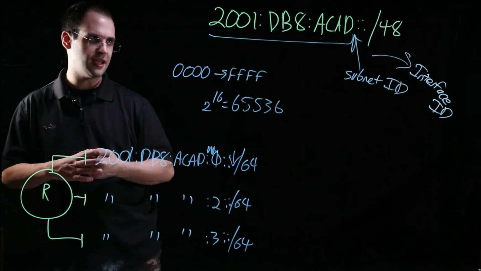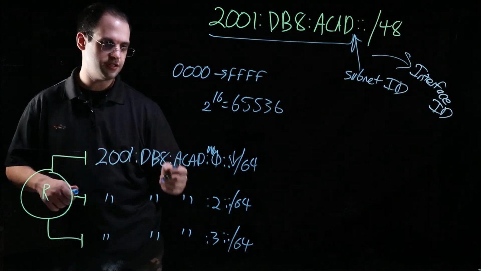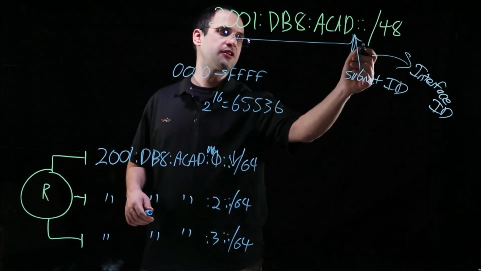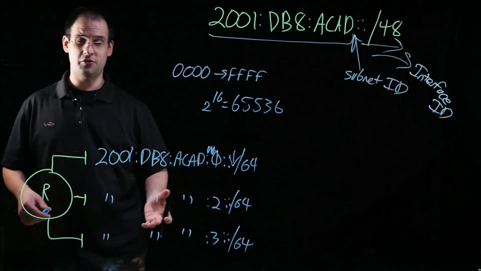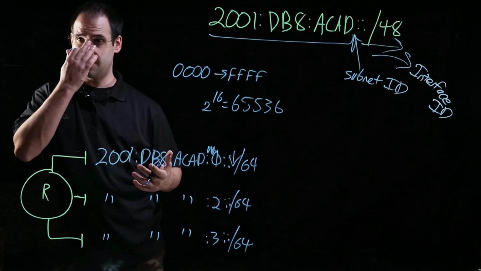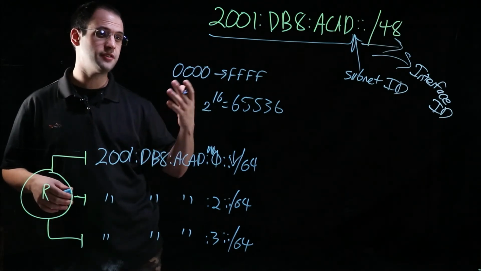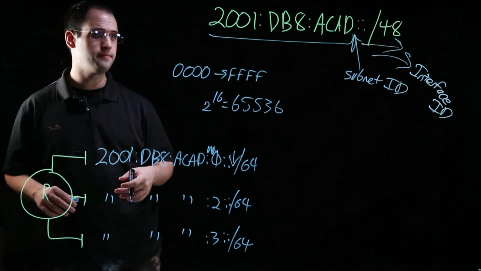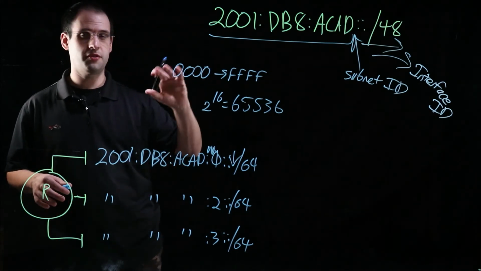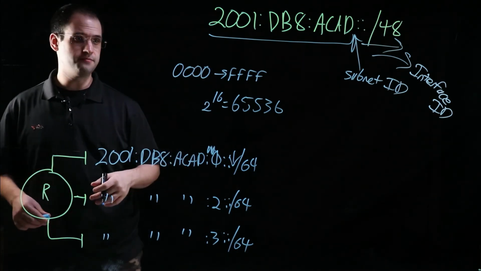Now, I mentioned in the last video, you can subnet into the interface ID. You can actually subnet further this way if you wanted to. Beyond the scope of this course, though some people set up point-to-point networks with routing this way. For our purposes, we're generally going to stick with a /64.